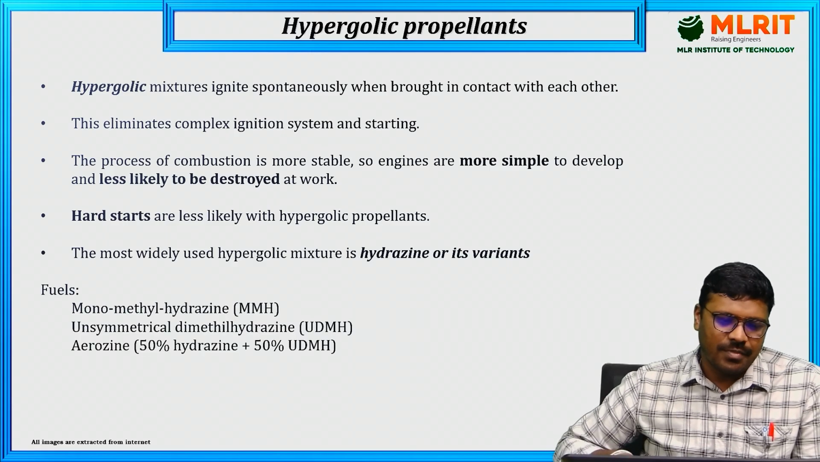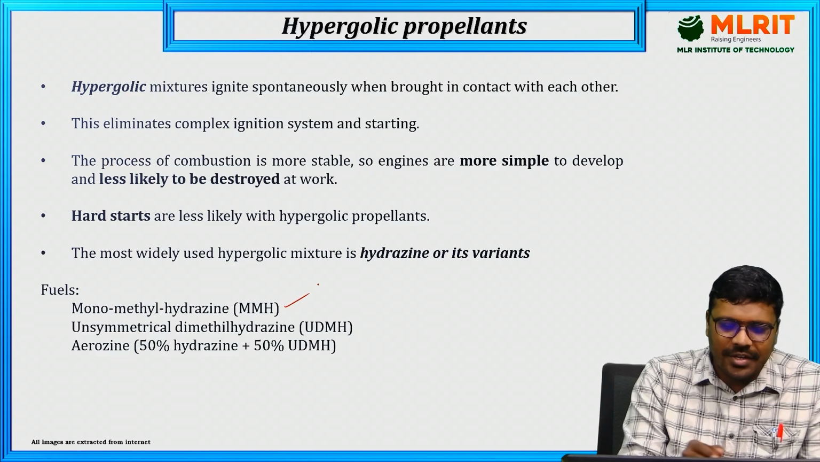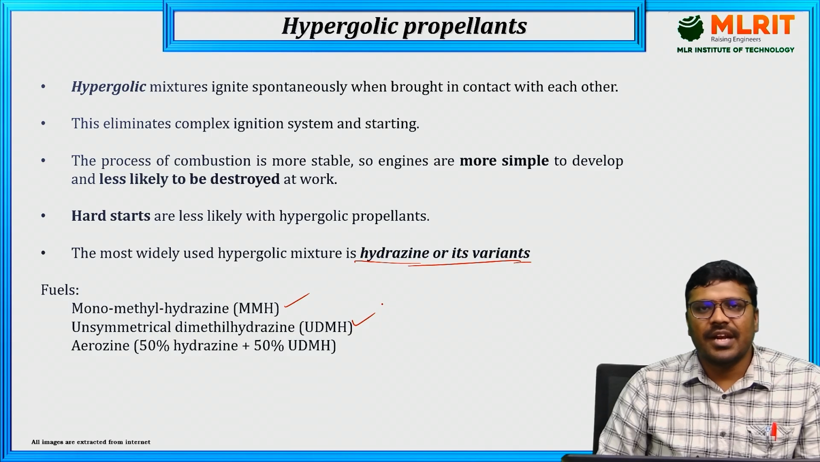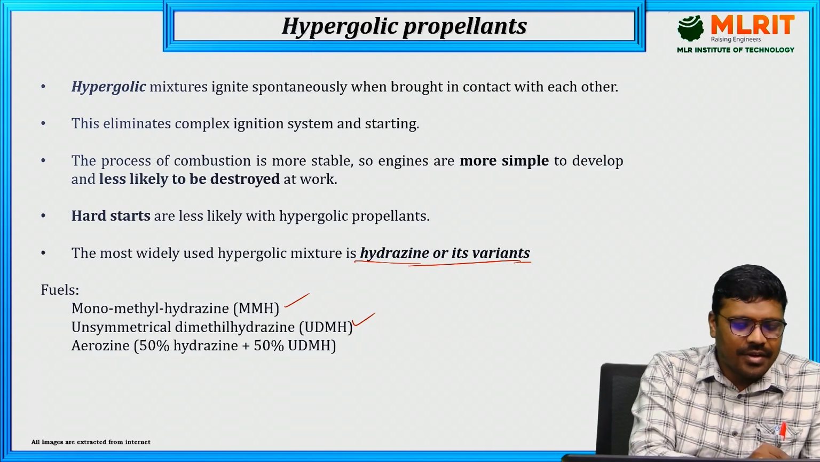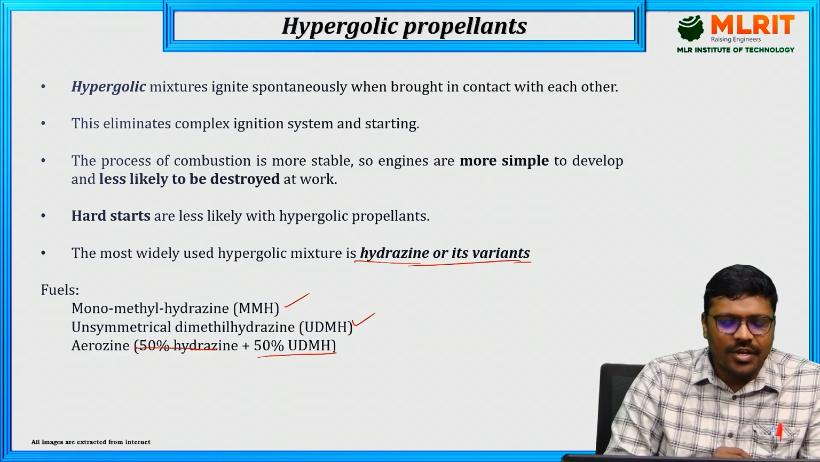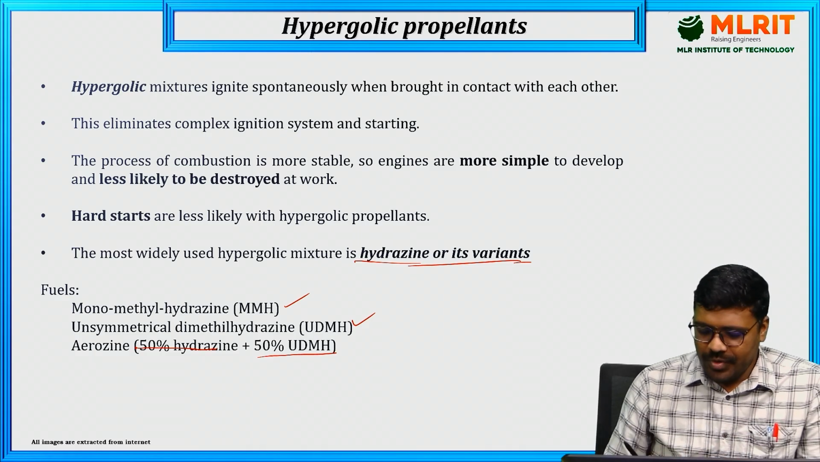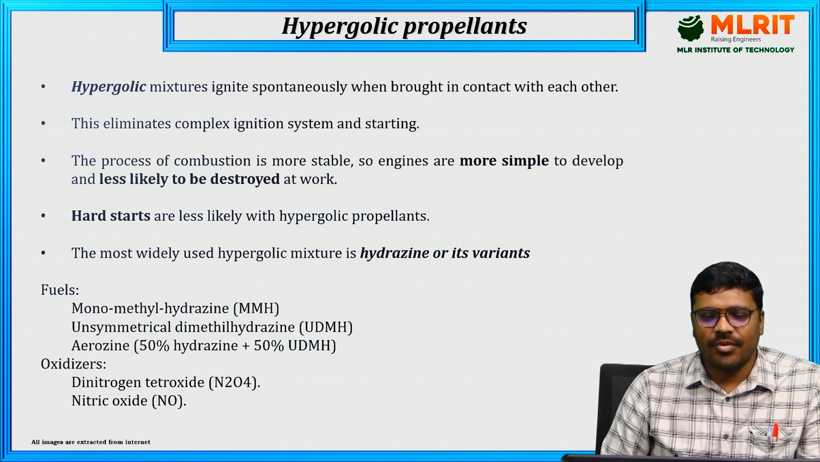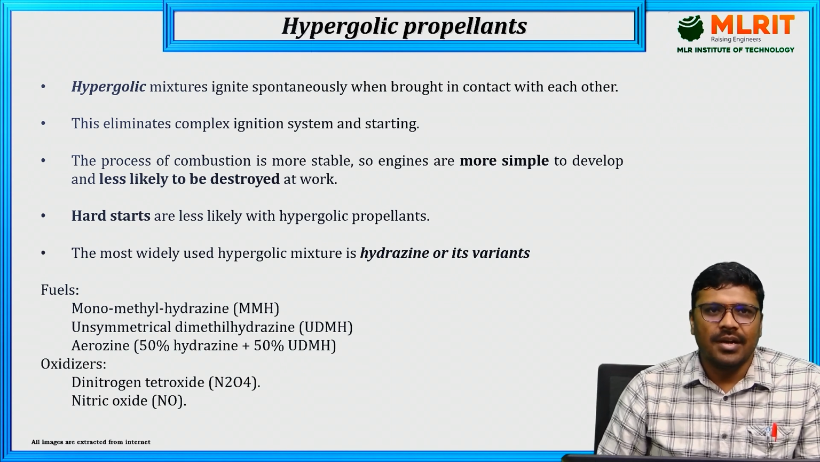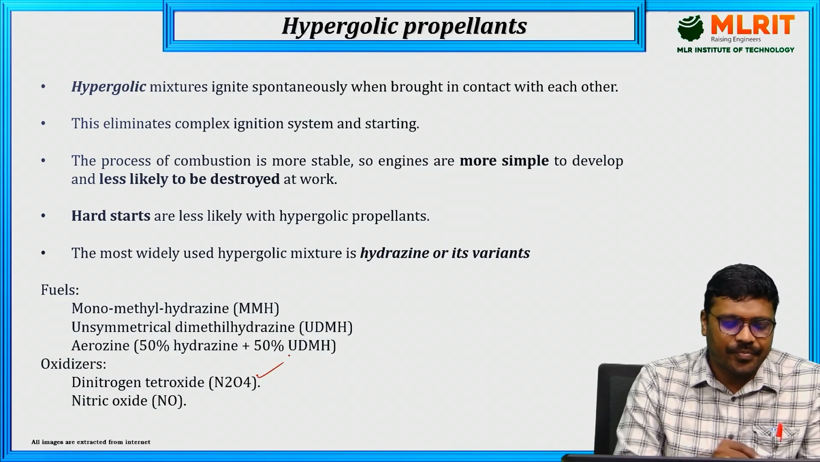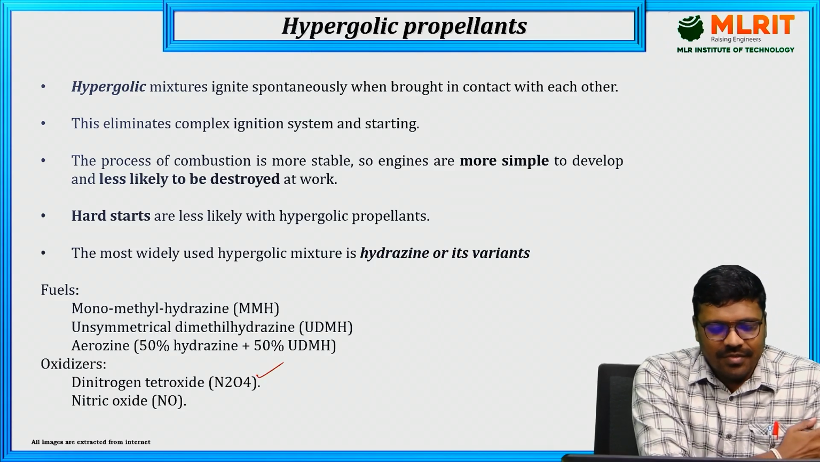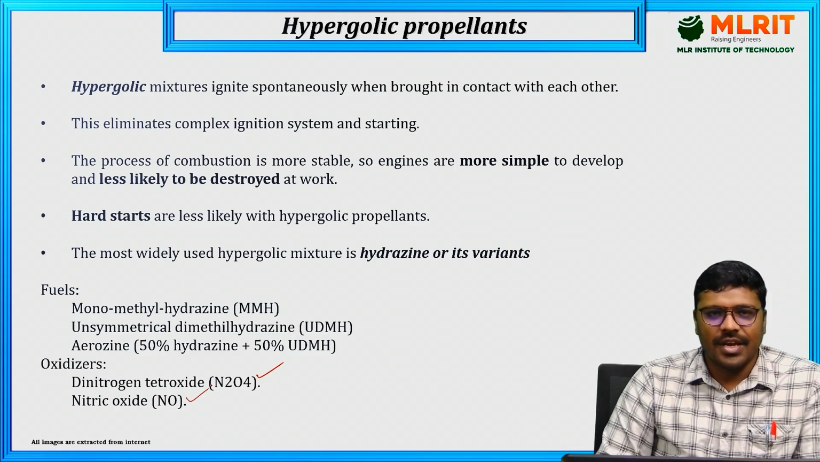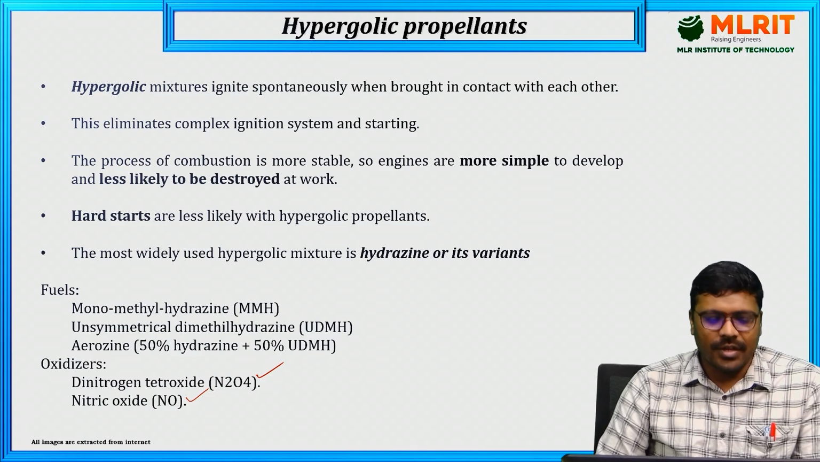Coming to the fuels: monomethyl hydrazine, hydrazine variants, UDMH, unsymmetrical dimethyl hydrazine, and Aerozine, which is 50% hydrazine and 50% UDMH. The mixture is called Aerozine. These are the fuels that come under hypergolic propellants. And coming to the oxidizers, dinitrogen tetroxide N2O4 is one type of oxidizer that comes under hypergolic propellants, and nitric oxide NO also comes under hypergolic propellants.